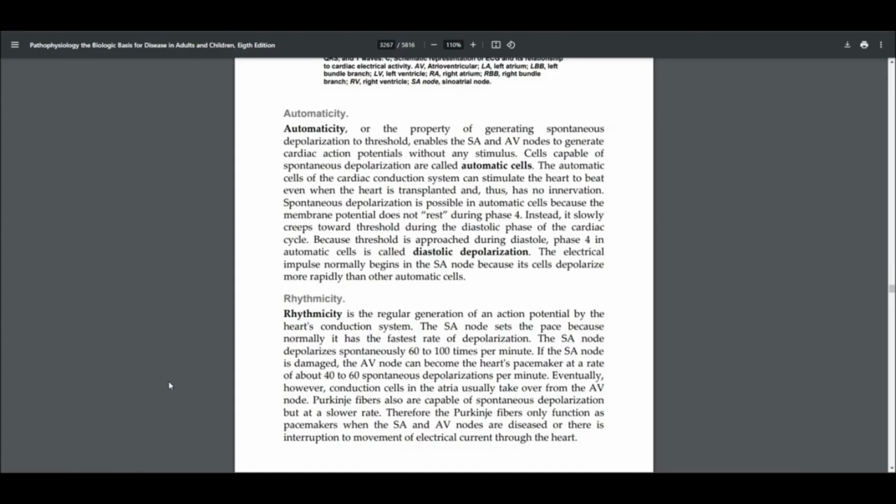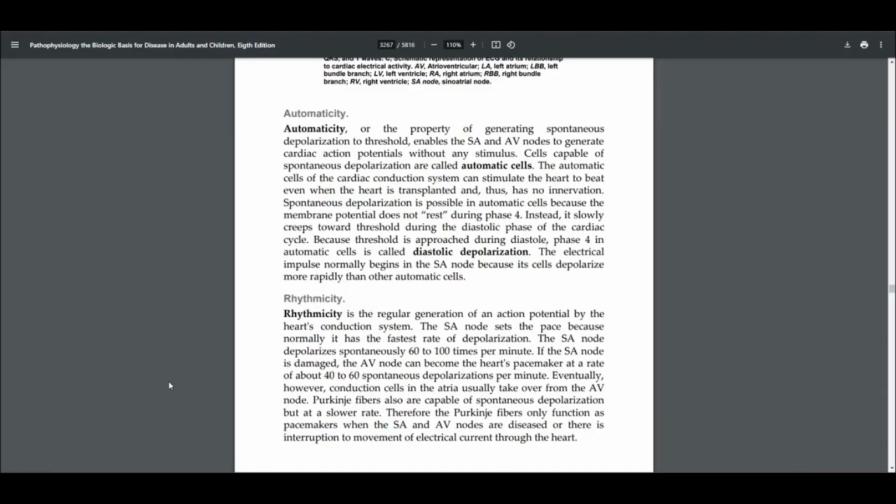Rhythmicity is the regular generation of an action potential by the heart's conduction system. The SA node sets the pace because normally it has the fastest rate of depolarization. The SA node depolarizes spontaneously 60 to 100 times per minute.